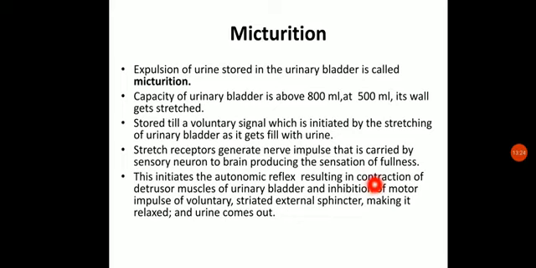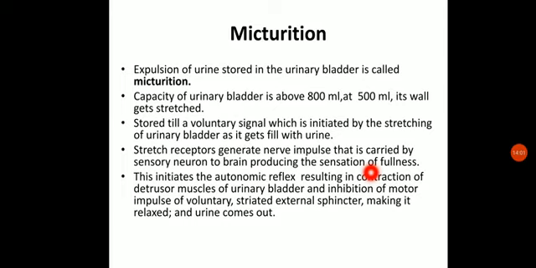And then it will be responsible for the urge to empty the urinary bladder. How? This whole impulse which is generated will be responsible for initiating the autonomic reflex, which is a part of the parasympathetic nervous system. We'll see what it is. It also involves the sacral spinal nerves. Due to this autonomic reflex, the detrusor muscles will contract.